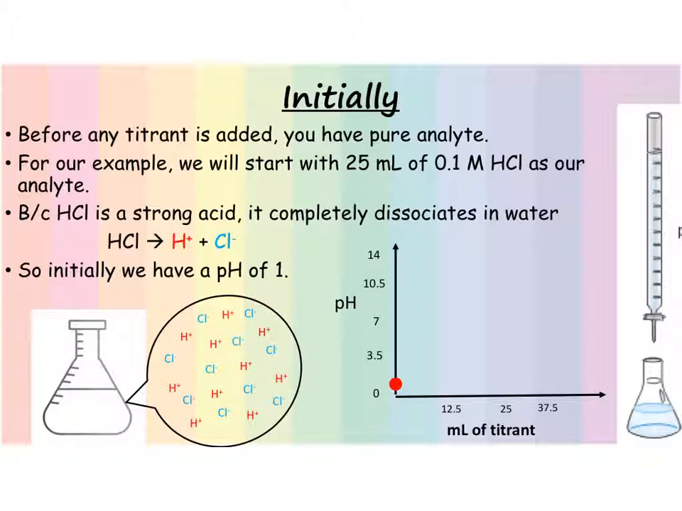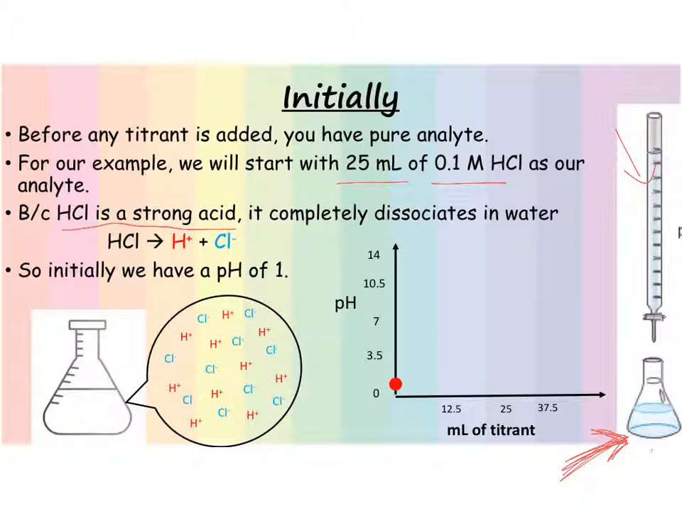Okay, so when we initially start a titration, all we have is our analyte down here in the flask. So this is before anything has been added from the burette. For our example that we're going to do today, we're going to start with 25 mL of a 0.1 molar HCl solution in our flask down here. That's going to be our analyte.